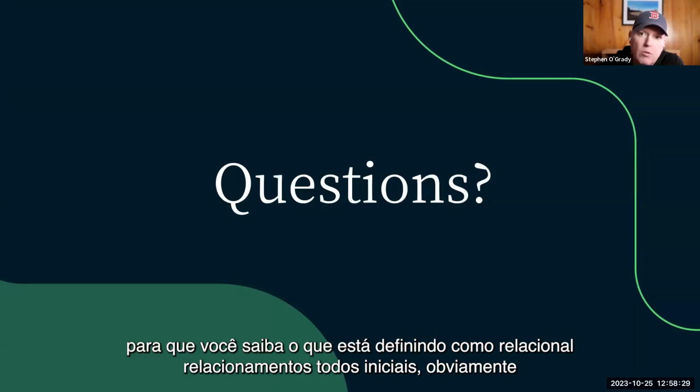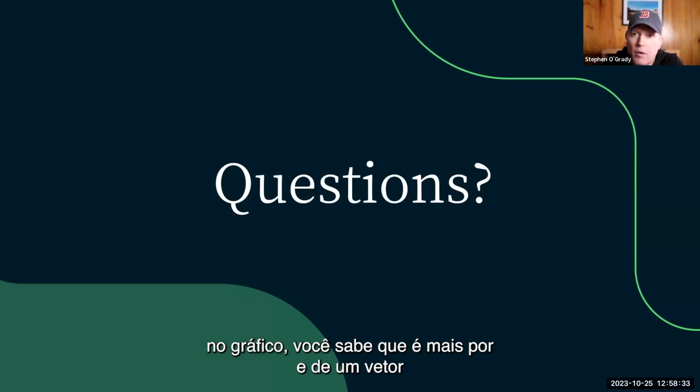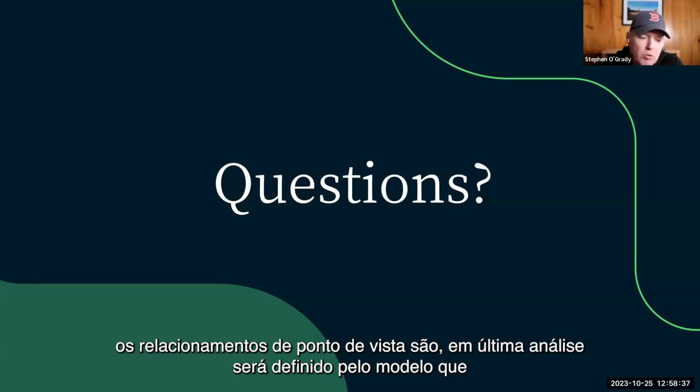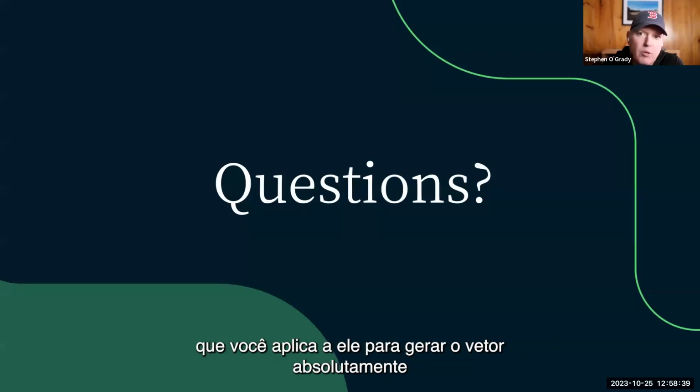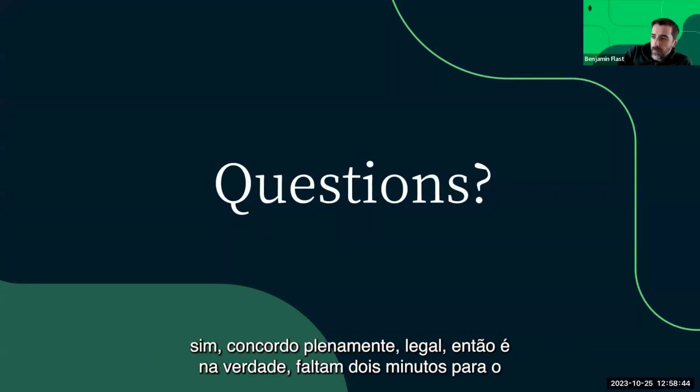In relational, you're defining relationships all up front. Obviously, in graph, it's more on a per object basis, and from a vector standpoint, your relationships are ultimately going to be defined by the model that you apply to generate the vector embeddings in the first place. Absolutely, totally agreed.